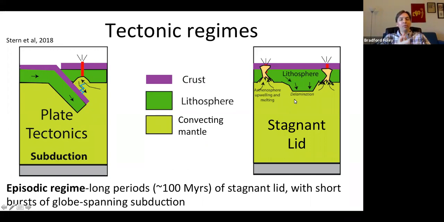Then a third regime that's worth highlighting is a situation where a planet switches back and forth between these two, stagnant lid and plate tectonics, and that's called an episodic regime, right? In an episodic regime, we generally see a pretty long period of stagnant lid behavior, often on the order of 100 million years or more. That then gets all of a sudden interrupted by a short and really rapid burst of subduction that covers basically the whole planet, right? So subduction zones form, and the whole lithosphere subducts and gets recycled into the interior on a short time scale, just a few million or tens of millions of years. So in this episodic behavior, we tend to see stagnant lid for a long time, then a huge resurfacing subduction event, and then back to stagnant lid behavior for another long period.